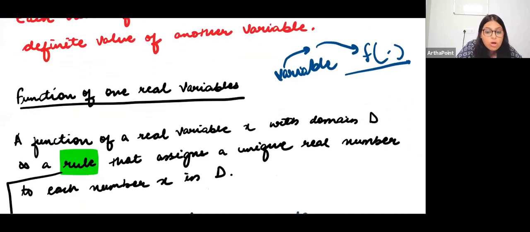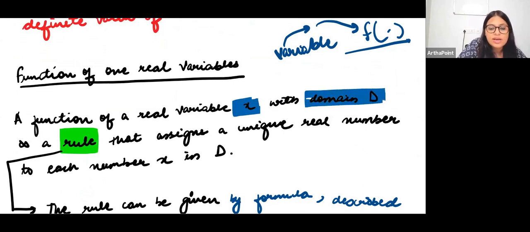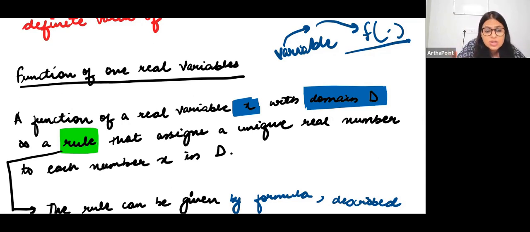So let's now formally define what this means. Let's see the definition of function. A function of a real variable x with domain D. I will talk about domain and range a little later in much more detail. But for now, you just have to understand this right here. A domain is a space to which my x belongs. So, I can go ahead and say that x is always a natural number.